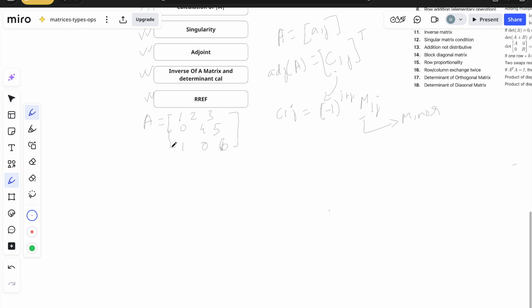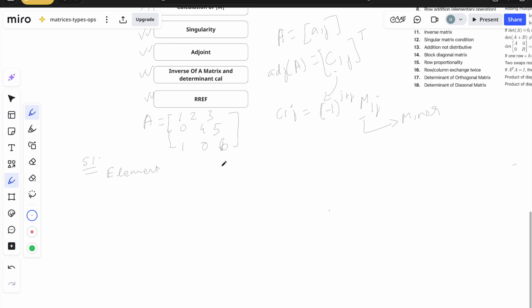Basically, adjoint, by the definition, says that for each of the elements we need to calculate the cofactor, right? For 1, 2, 3, 0, 4, 5, 1, 0, 6, for each element we need to calculate the cofactor first. So let's do that. We will draw a table for better understanding. This is step 1, right? This is the element.